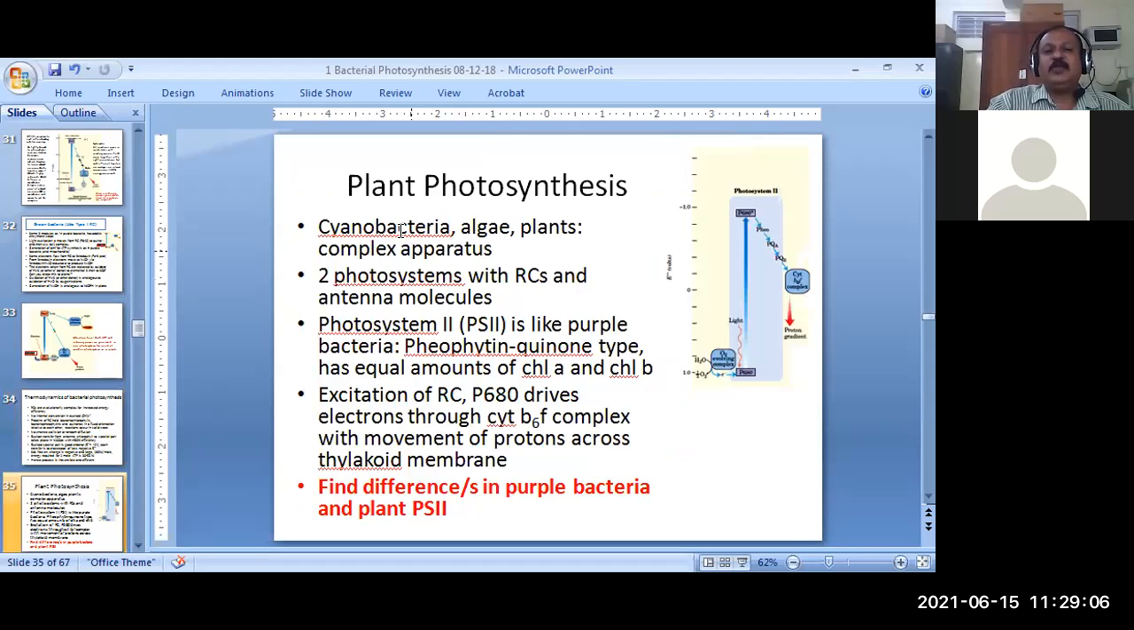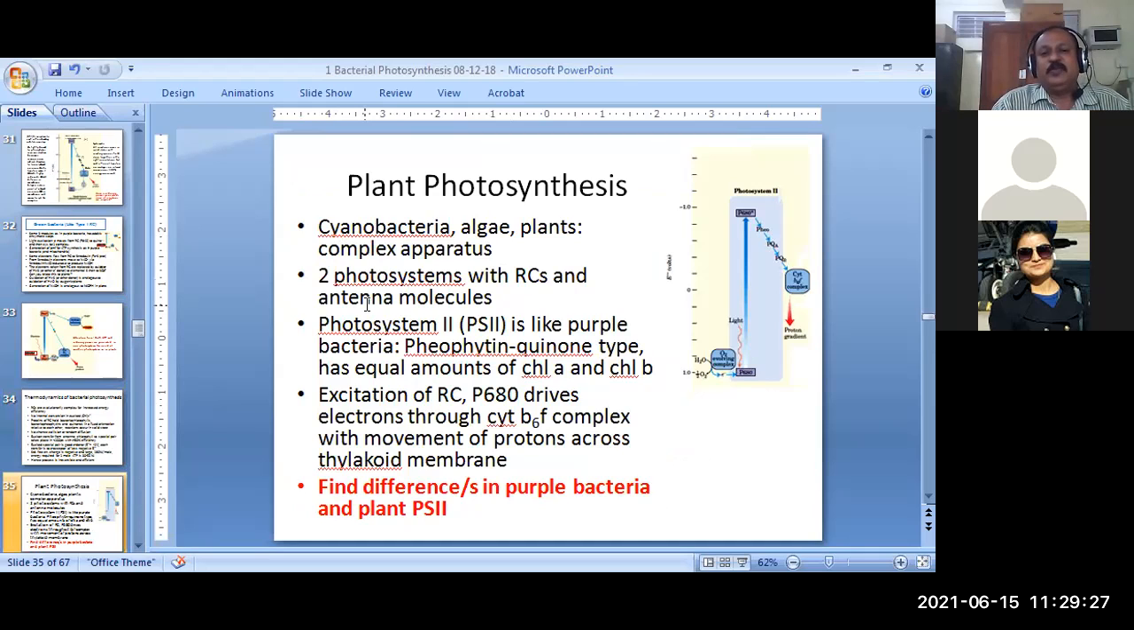And coming to plant photosynthesis again, cyanobacteria, algae, and plants actually belong to the same category because the photosystems present in all the 3 groups of organisms are similar. So just remember plants, algae, and cyanobacteria. What are cyanobacteria? They are the blue-green photosynthetic algae. They are unicellular, and they are called blue-green algae.